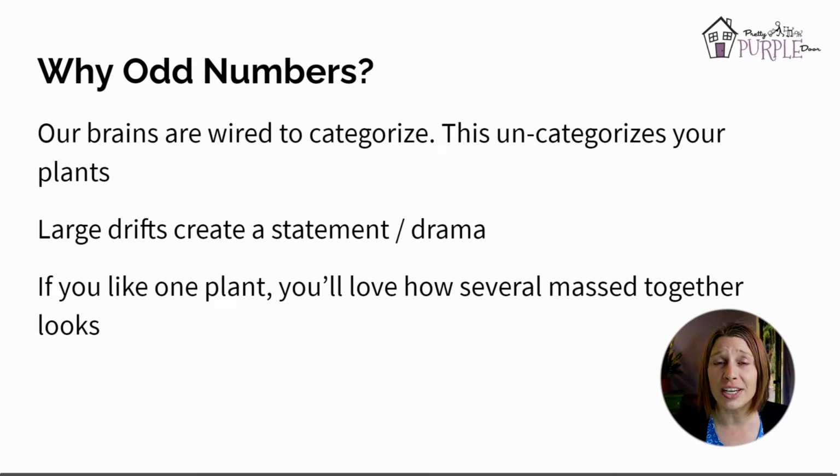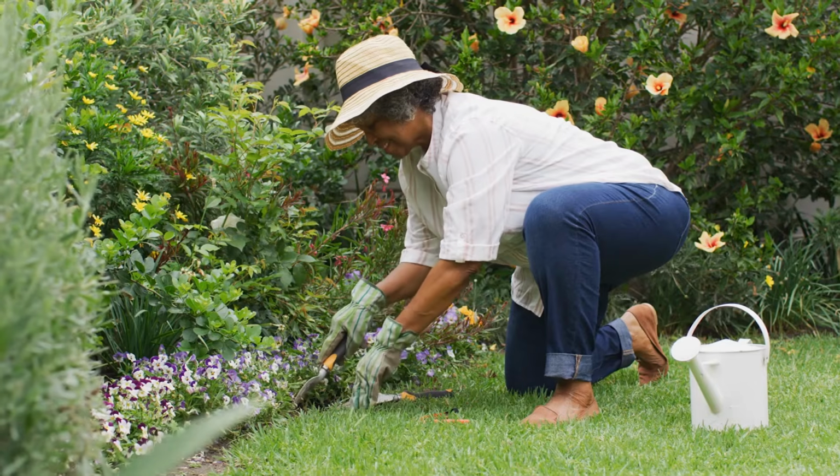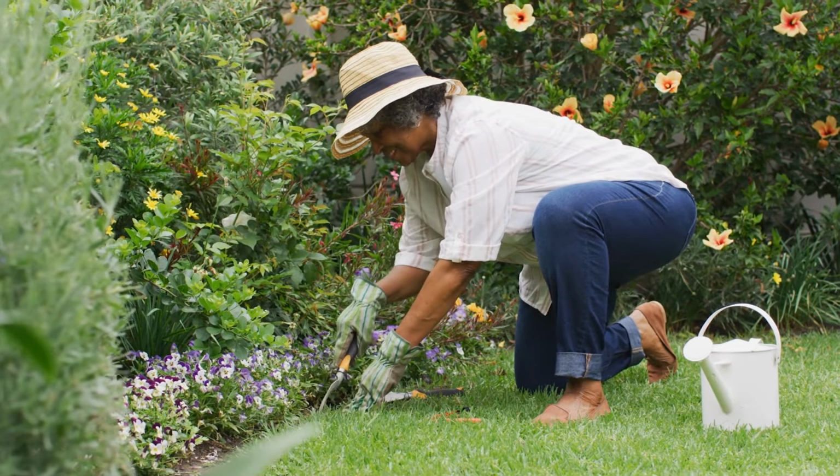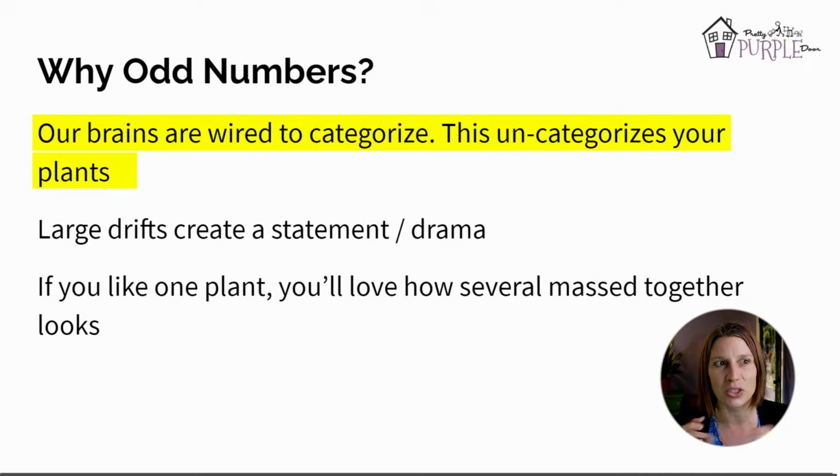So why use odd numbers? Many people ask me this, and the main reason is that our brains are wired to categorize things, and they categorize them into equal or even groups. It's actually a lot easier or faster for our brains to process information when it's in even numbers. So when you plant in odd groups, it takes a bit longer for our brains to process, which can make your planting stand out. So it has a weird effect on your brain. That's all you really need to know.